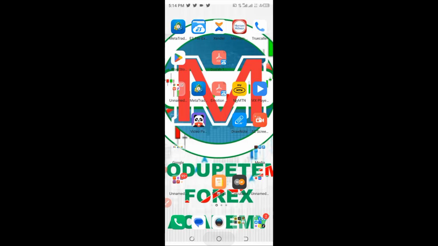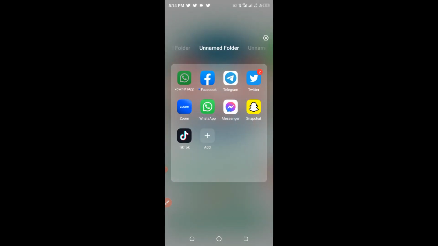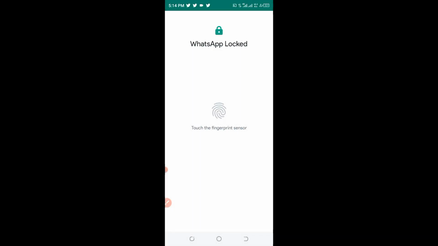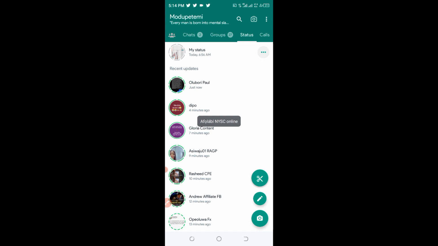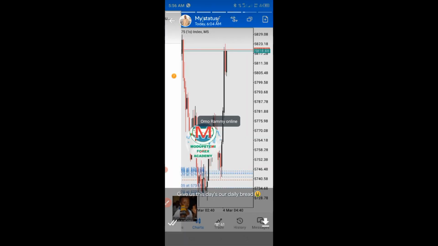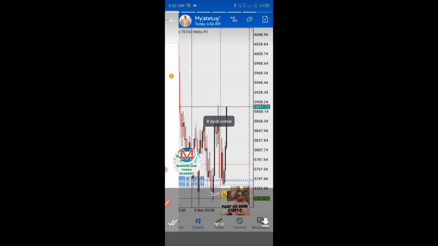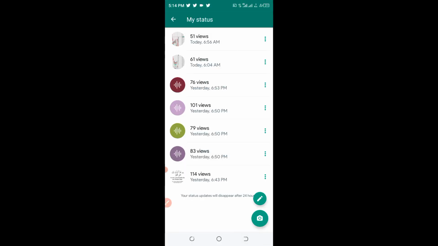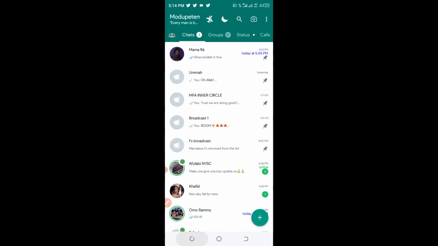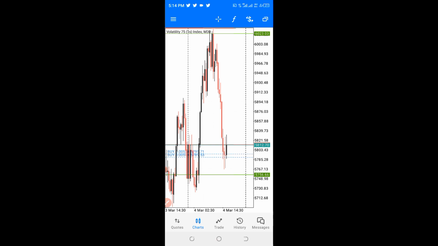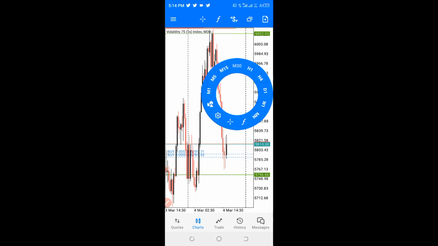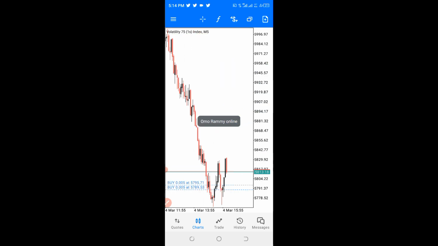Like on my status now, you can actually see I have a move like this. Let me show you my status. I actually have a move like this on my status, right? You don't need much on it. You can see this is a 15-minute pure move. Once you are able to do your analysis very well, you don't need a higher time frame. All you need to do is go to your 15-minute time frame and pull your trigger. You are good to go.